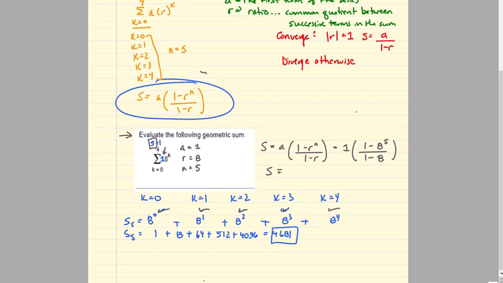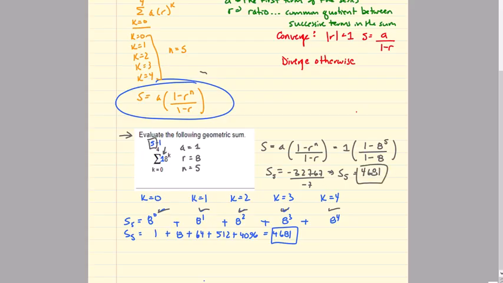So plugging in, I get 1 minus 8 to the fifth in the numerator, which would be a negative 32,767. Again, this is S sub 5 if I want to think about it that way. And the denominator would be negative 7. And then when I divide that out, I get S sub 5 is equal to 4,681. So I get the same answer either way.